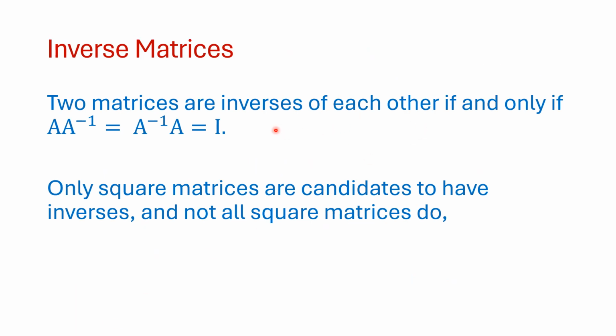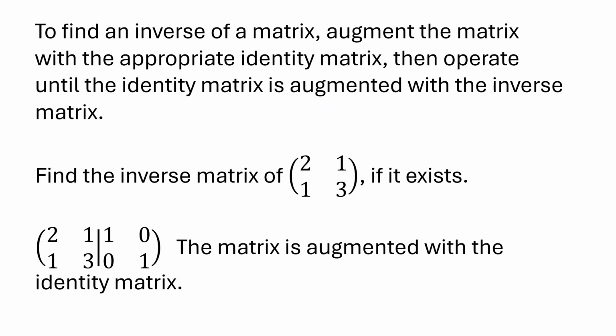Two matrices are inverses of each other if and only if A times A inverse equals A inverse times A equals the appropriate identity matrix, the one of the right size. Only square matrices are candidates to have inverses, and not all square matrices do. To find an inverse of a matrix, augment the matrix with the appropriate identity matrix. Then operate until the identity matrix is augmented with the inverse matrix.